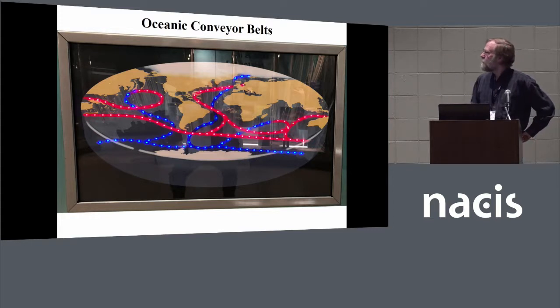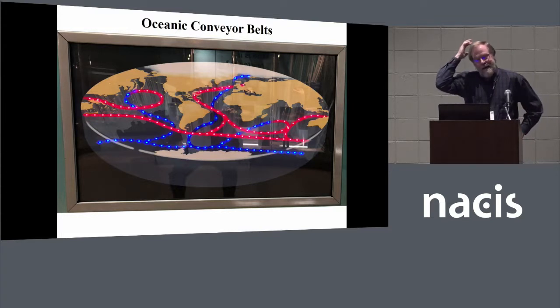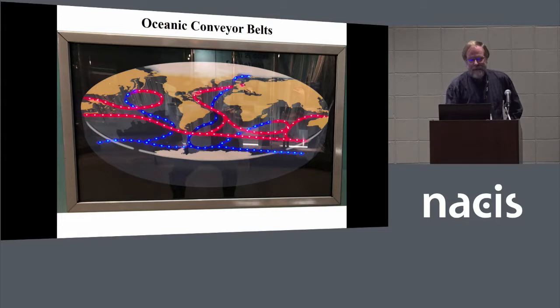But then we have some simple maps, and this one's an animated oceanic conveyor belt for the world. It's nothing spectacular. It's pretty simple, but it does entertain children more so than adults, I think. And they like looking at it.